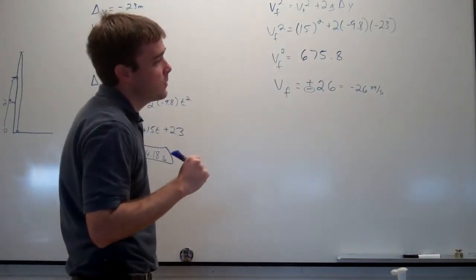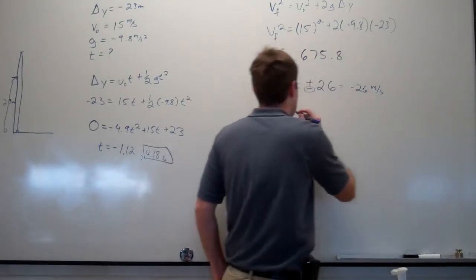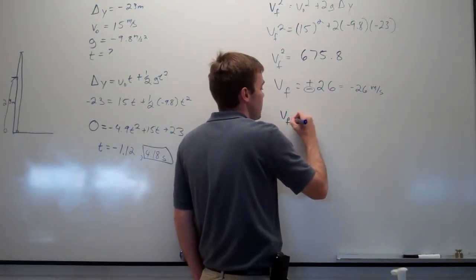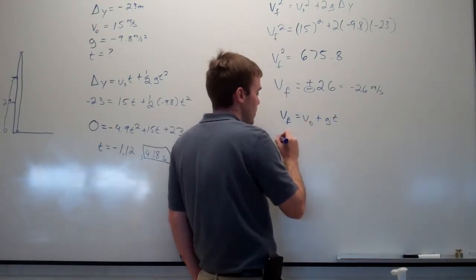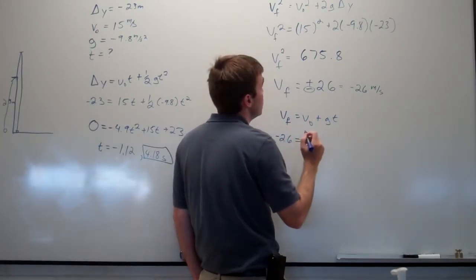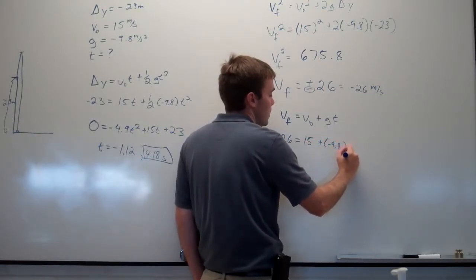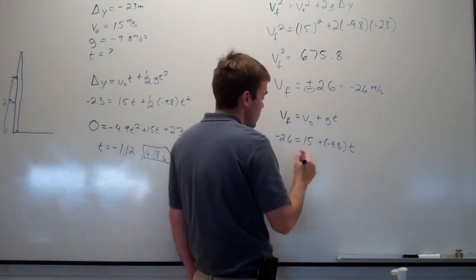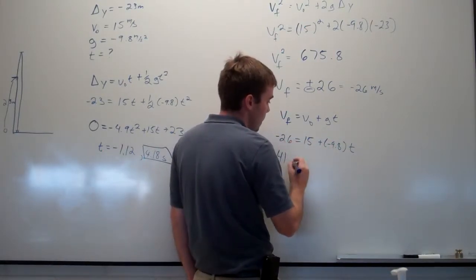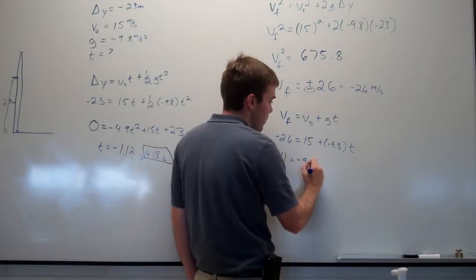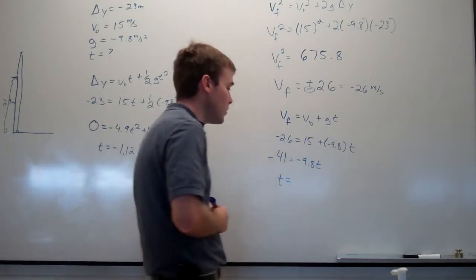Now we have a couple of choices for what we can use to find time. I'm going to just use this one. So we get VF equals VO plus GT. We get negative 26 equals 15 plus negative 9.8 times t. So we get negative 41 equals negative 9.8 t. And what does t equal?